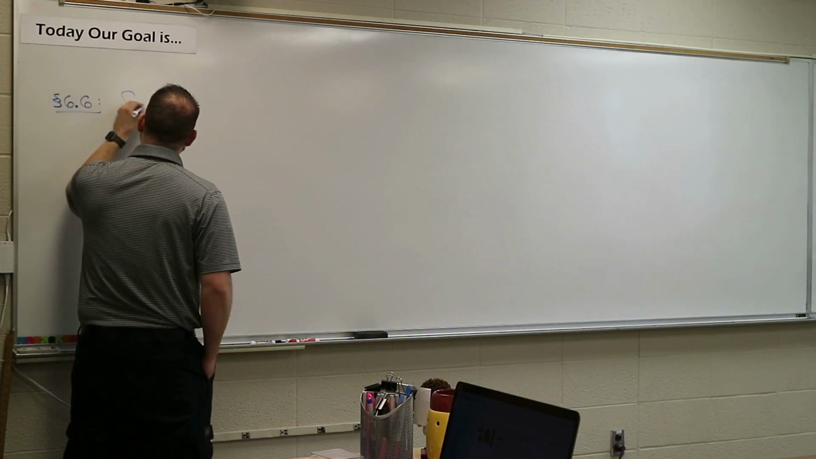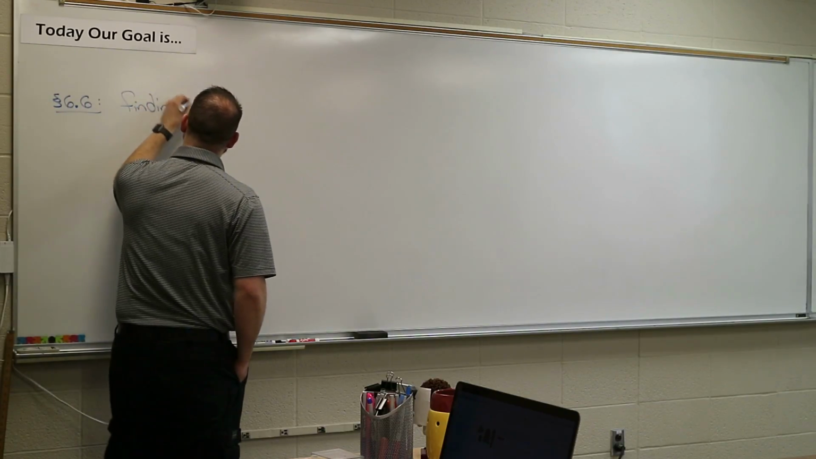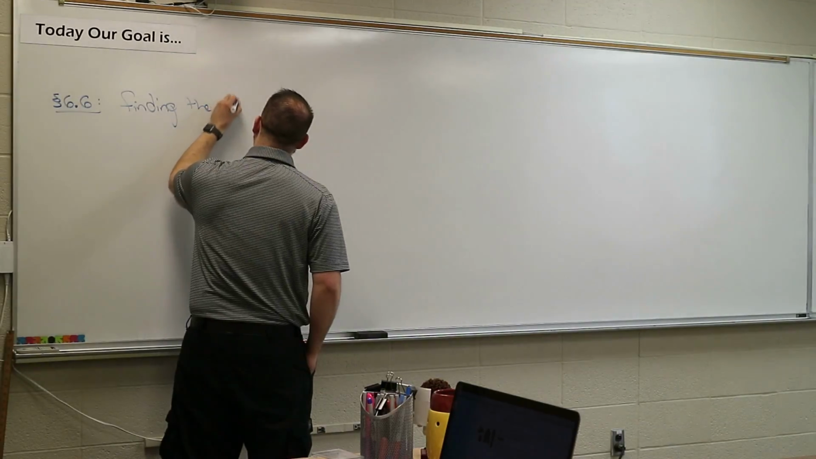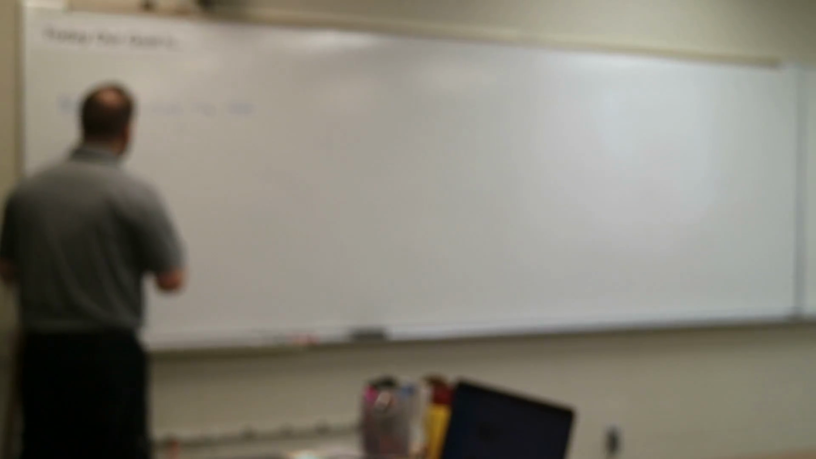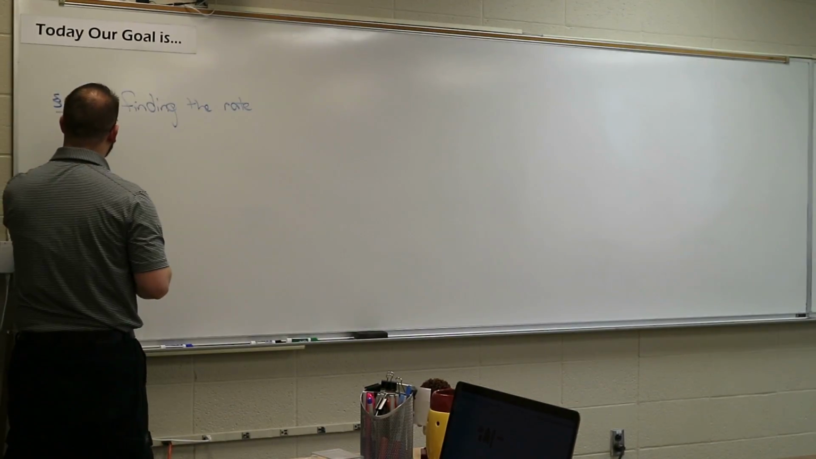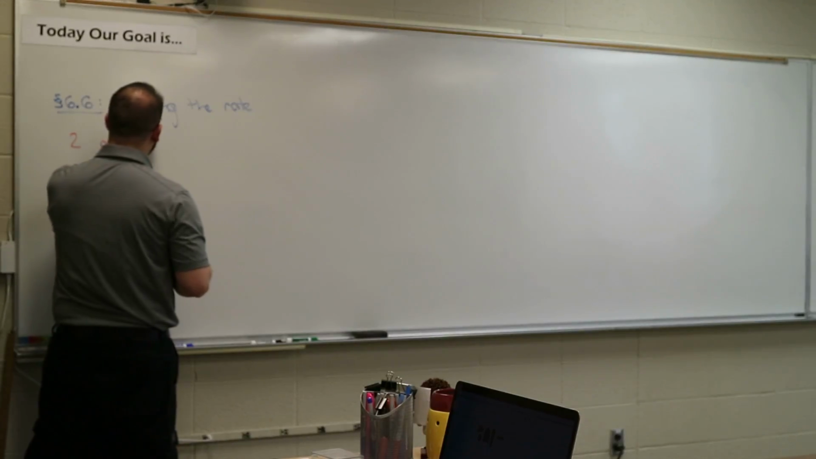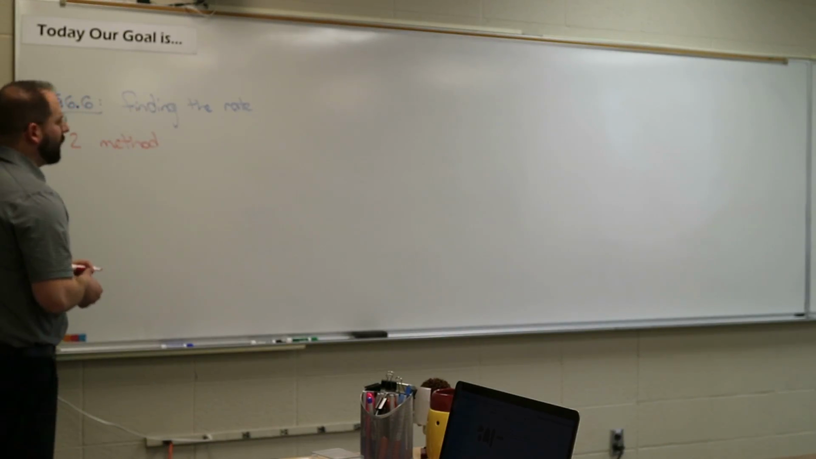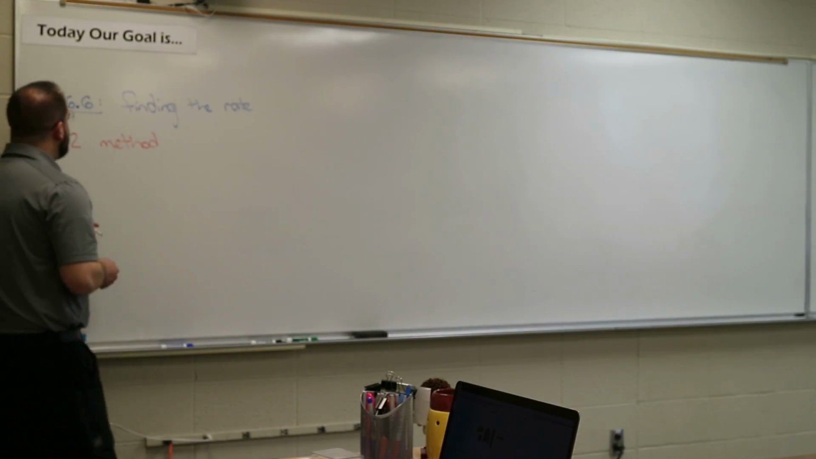All right, so the section we're in, section 6.6, we're going to be finding the rate. We're going to do a few notes here, just to make sure that we know how to do these types of problems. I'll put each type on the board. Remember, there's two methods we've been practicing the last couple days, actually almost a week now. I think it was last Thursday or Friday we started it.